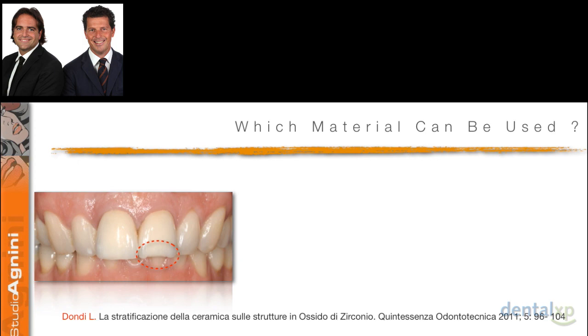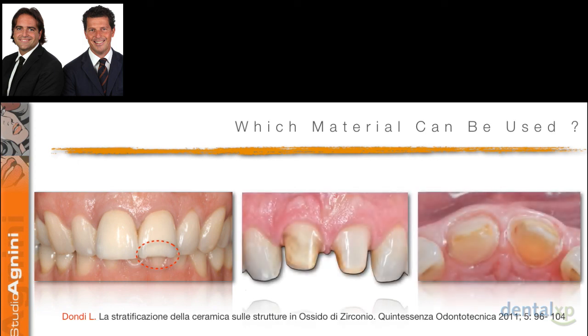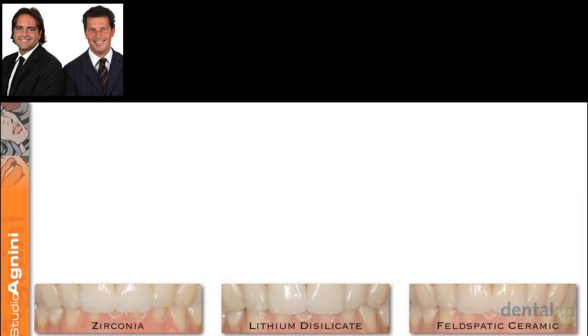And this case was treated, the restorations were taken out, the preparations were smoothed and rounded a little bit, and Luca had the idea of doing 3 sets of crowns, because he wanted to compare the aesthetic characteristics of zirconia, of lithium disilicate and feldspathic ceramic.